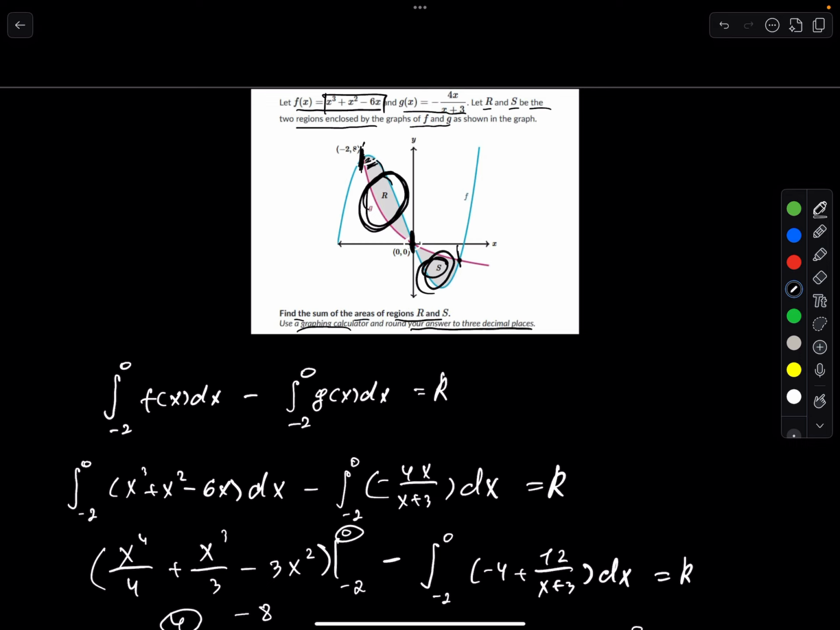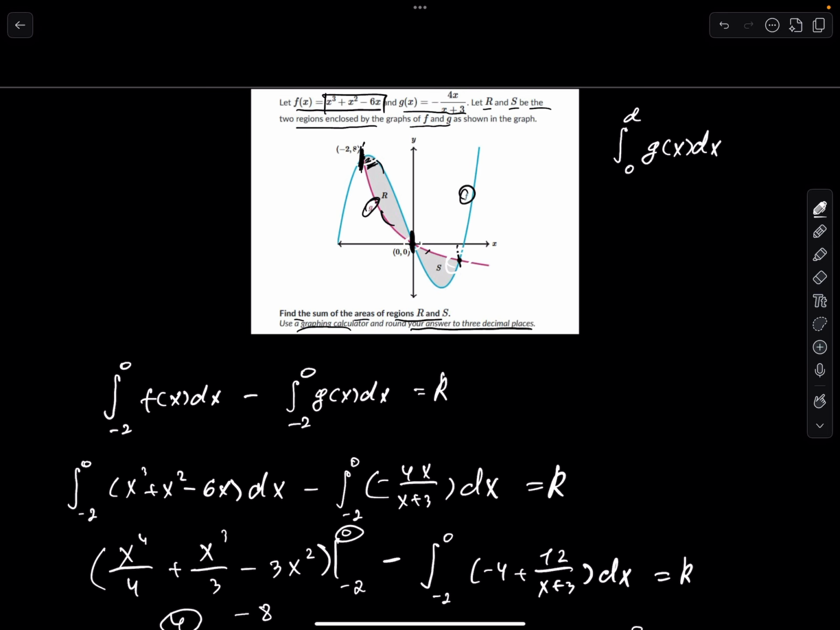Now we have to find S. So how do we find S? Well, you need to understand that in this x interval, f of x is no longer above g of x. g of x is above f of x. So our expression is going to look a bit different. So we're going to have the integral from 0 to this third intersection, let's just call it g for now, of g of x, because g of x in that interval is higher than f of x, minus the area between the same bounds of f of x.